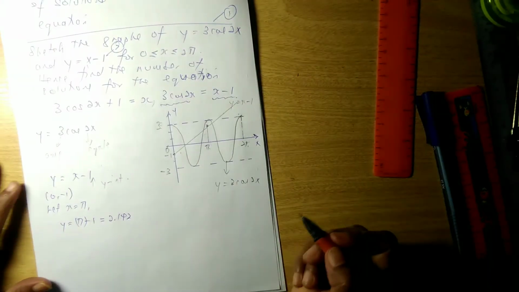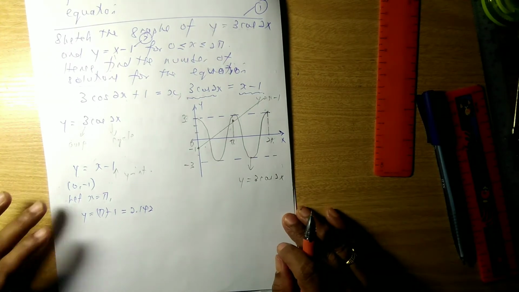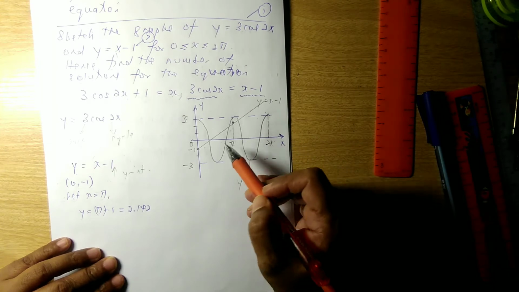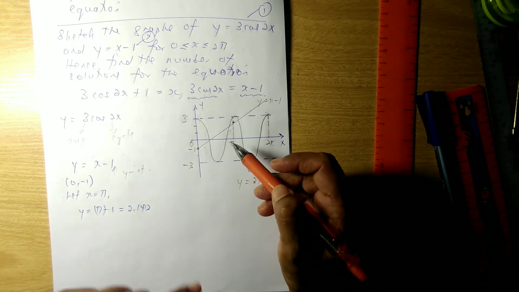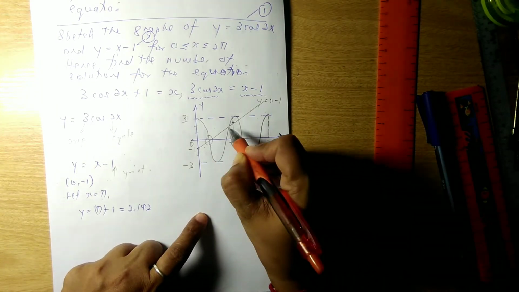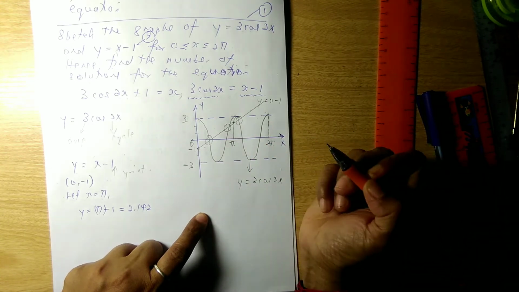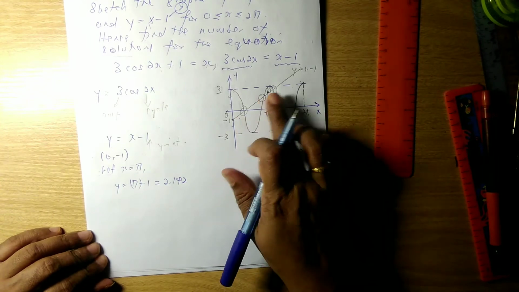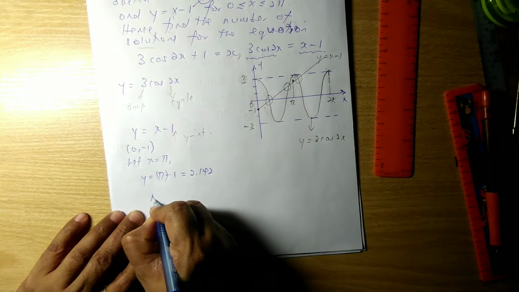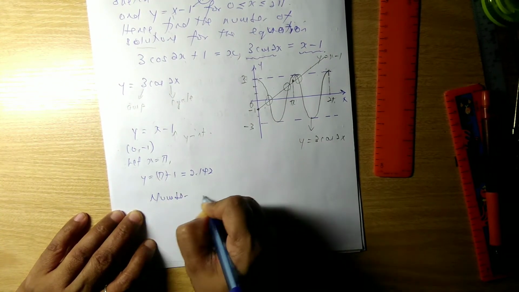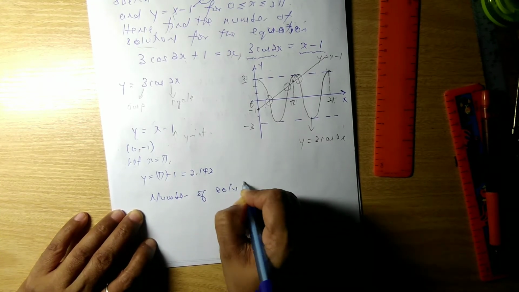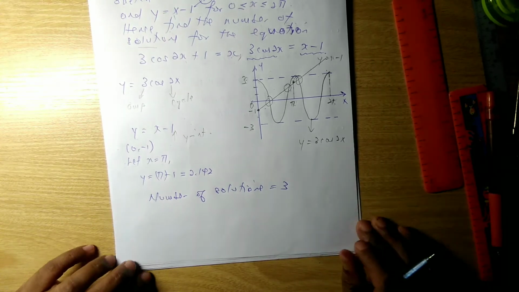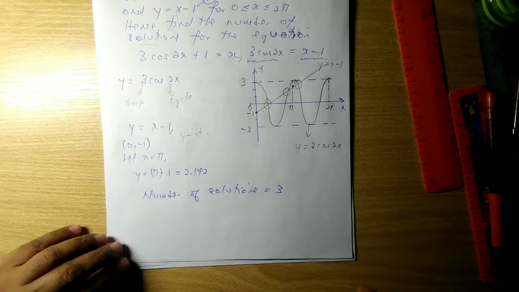Now based on this, you can see that there are intersections between the straight line and the graph. How many intersections do we have? One here, one here, one here. So based on the graph, there's 1, 2, 3. That means my number of solutions will be 3. So that's how we do that. Let's look at one more question.